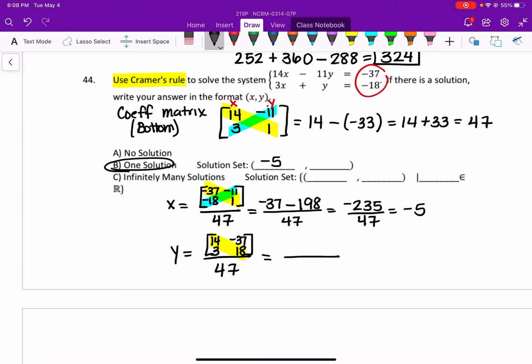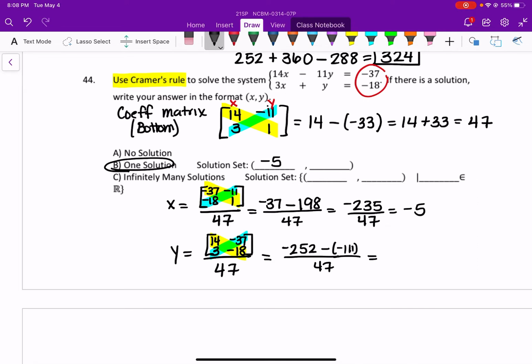Oops, you know what? I dropped my sign there for a second. There we go. 14 times negative 18, which is going to give us a negative 252. Minus, then we do our other side, 3 times negative 37. That's going to give us a negative 111 over 47.